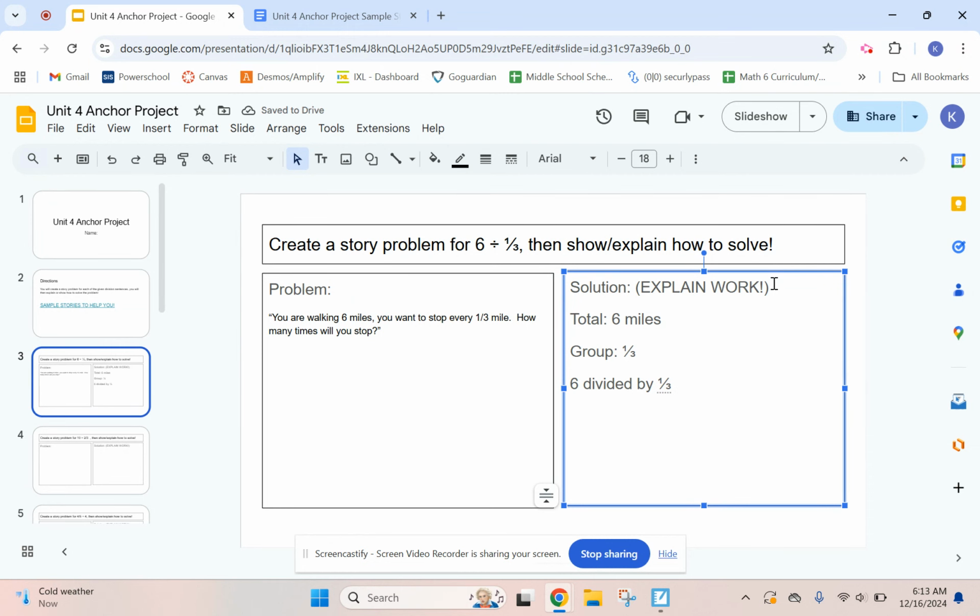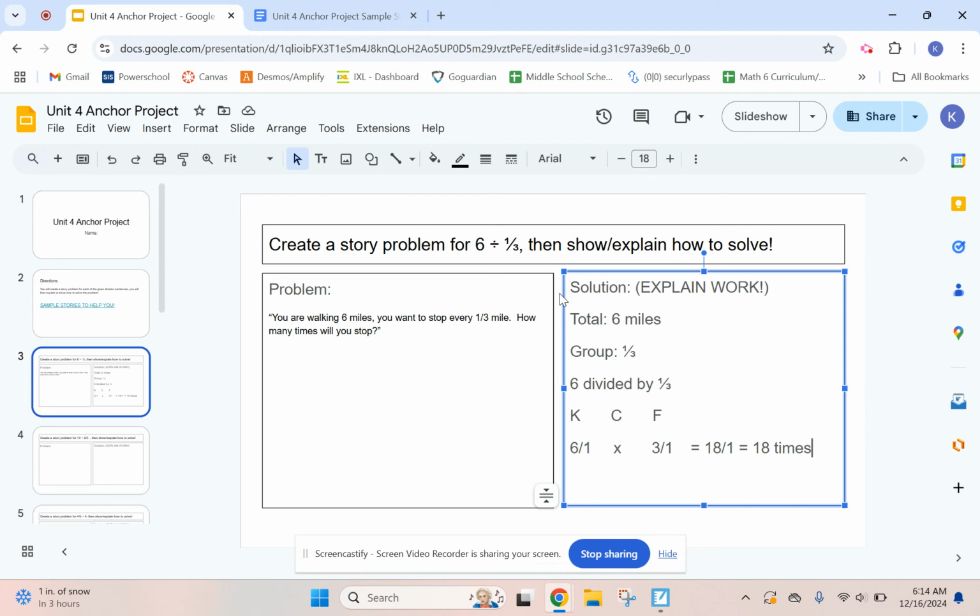When we have fractions and division, we need to show our keep, change, flip. Keep the 6 over 1. Remember, all whole numbers go over 1. Change to multiplication. And then flip the second fraction. 1/3 flipped over would be 3 over 1. All right, now let's multiply the tops. 6 times 3 is 18. Multiply the bottoms. 1 times 1 would be 1. 18 over 1 is simply 18 times. So you will stop 18 times.